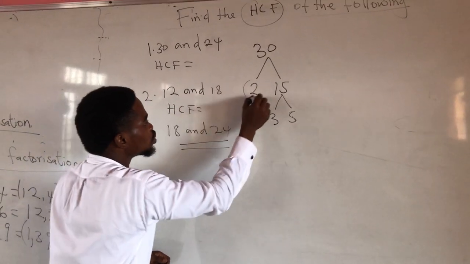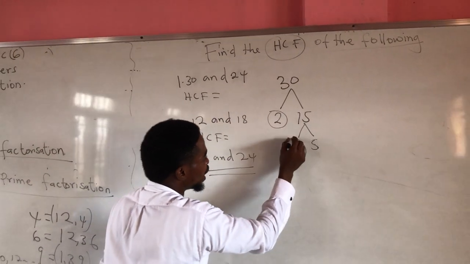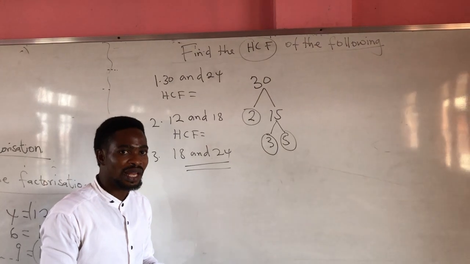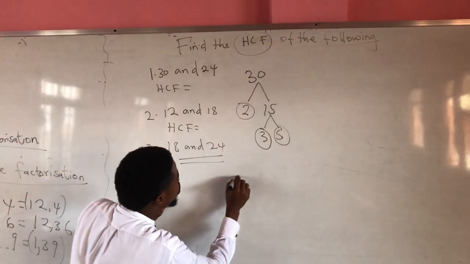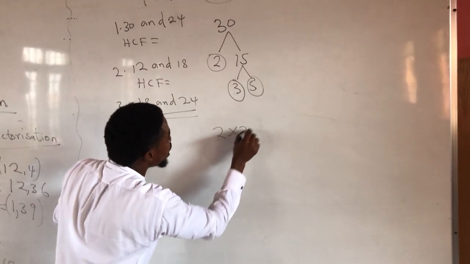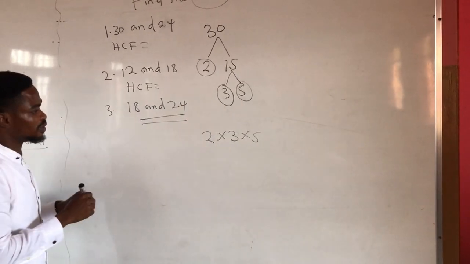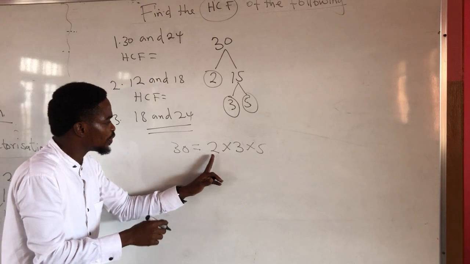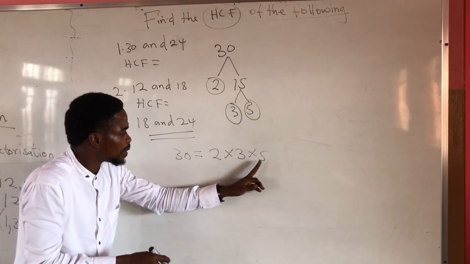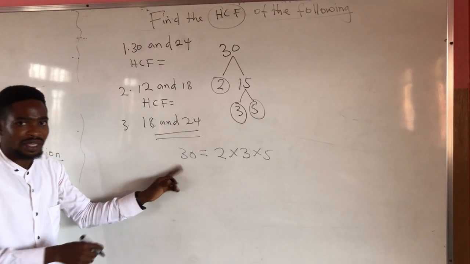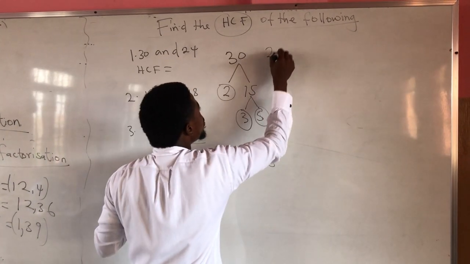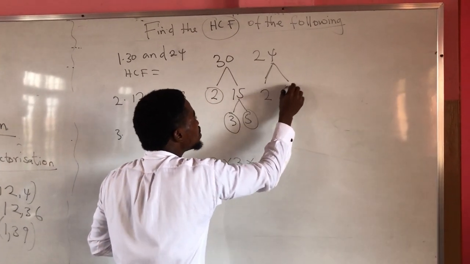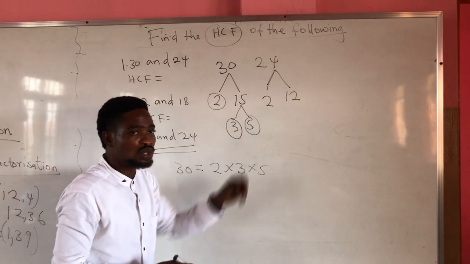So we are looking for 2, 3, and 5. That's how we did it in our previous lesson. Now we write 2 times 3 times 5. So 2 times 3 times 5 gives us 30. Now the next one is 24. We draw the factor tree. 2 times 12 gives us 24.